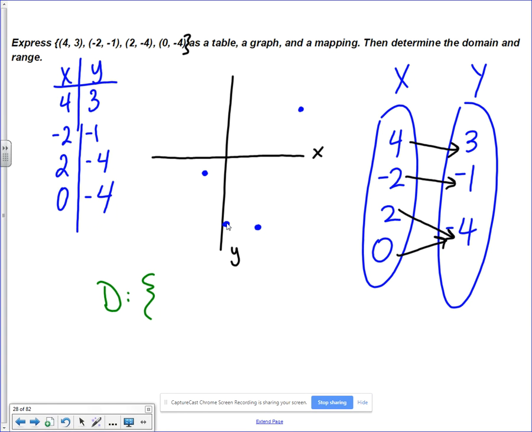Okay, so what are my x's, my domains from least to greatest? Least would be -2, right? Then 0, 2, 4. It will be wrong if you do not put them in order. Now, the range is a set of all y's. So what are my y's here? In order.